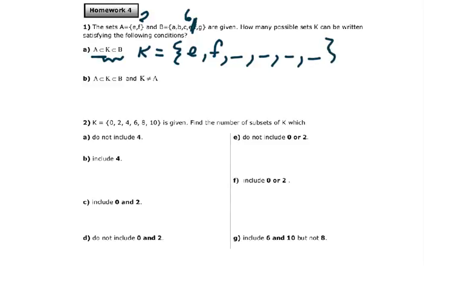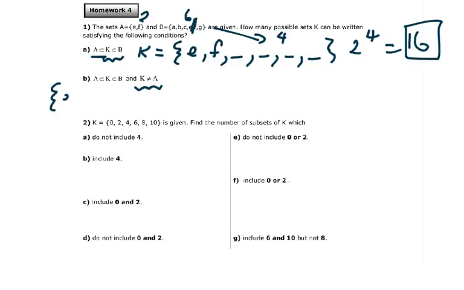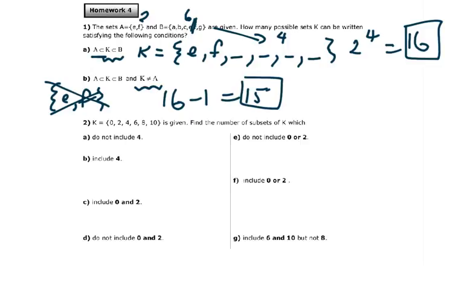So how many subsets is that? Well, if there's 4 possible elements, then we know that it's 2 to the power of n, with n as the number of elements. 2 to the power of 4 here would be 16 possible subsets. Now what if we have this condition where K is not equal to A, so that means that we are not including the set E, F? Well, that means we had 16, but now we have 1 less. Nothing too difficult there.